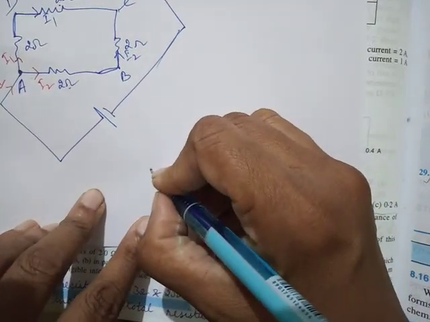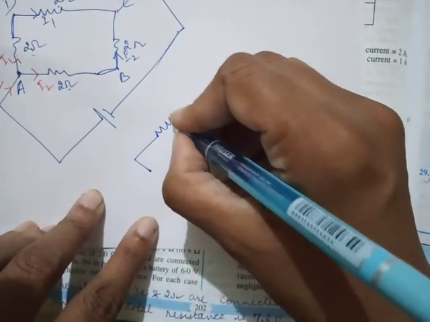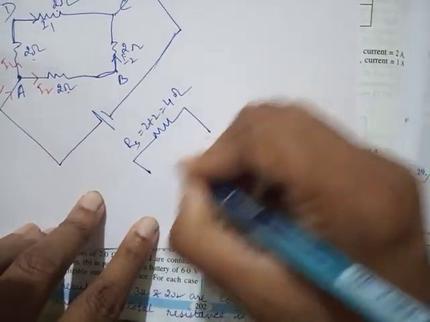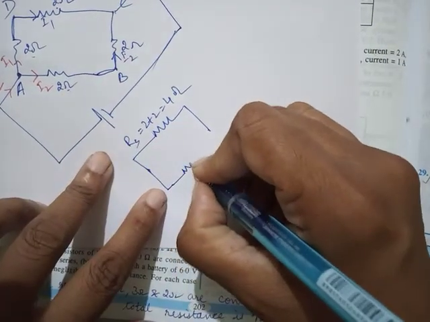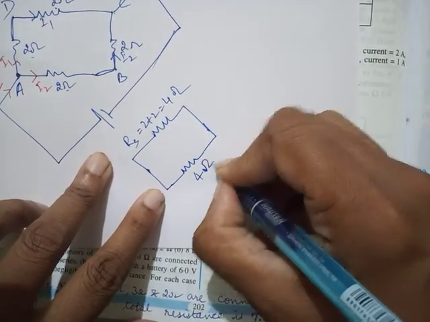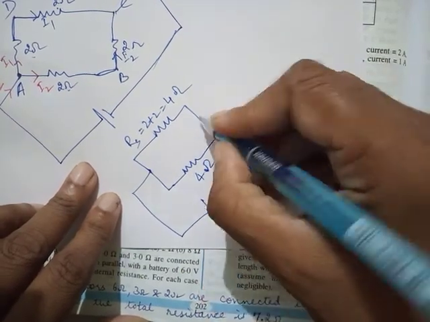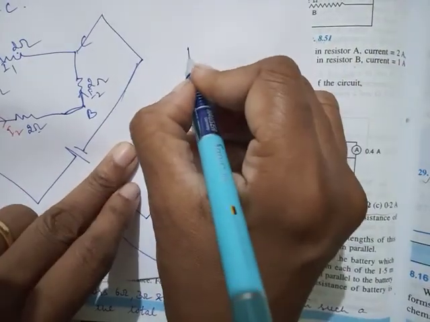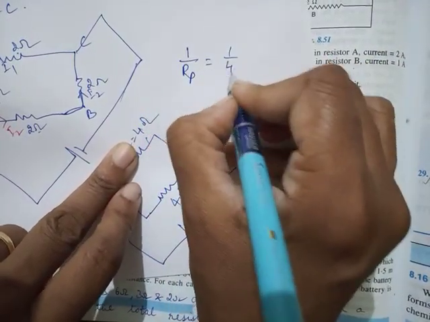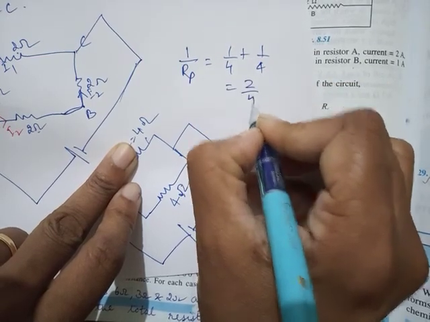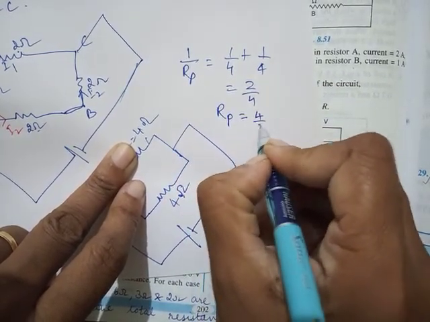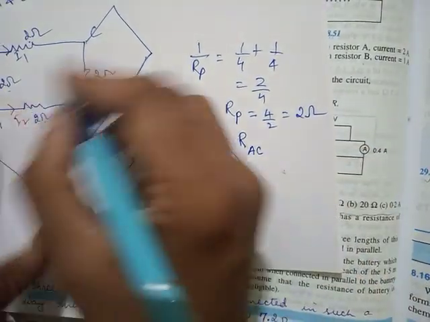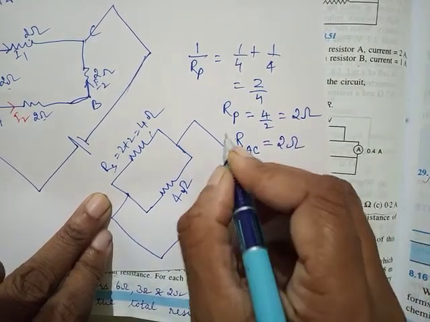So what will happen to my circuit? This 2 plus 2, so RS is 2 plus 2, that is 4 ohm, for both. So I can combine these and write one 4 ohm resistor each. Now how do they look? They are parallel. It's like two 4 ohm resistors in parallel. So 1 by Rp is equal to 1 by 4 plus 1 by 4, and that will be 2 by 4, or Rp is equal to 4 by 2, that is 2 ohm, or RAC. You're finding the resistance across AC, so write it as RAC is equal to 2 ohm.